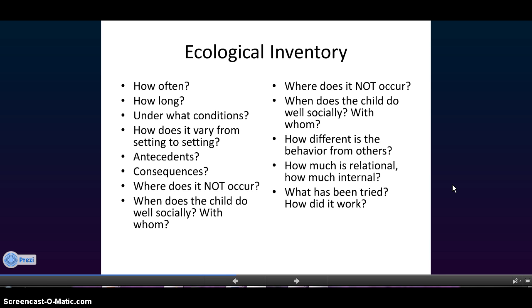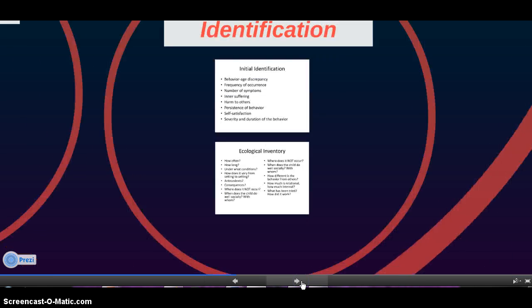And what's going on in that particular setting? Where does it not occur? When does the child do well socially? With whom? How is the behavior different from other people's behavior? How is this behavior different from this child's behavior in other settings? How much is relational? How much is internal? So, in other words, how much of it has to do with how he gets along with other people, and how much of it is just internal stress? What's been tried, and of what's been tried, what worked?